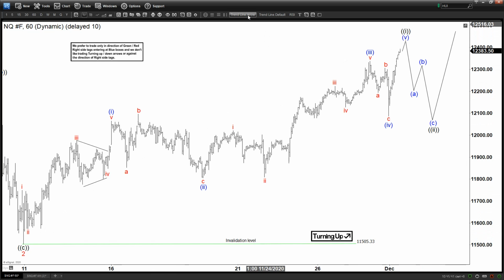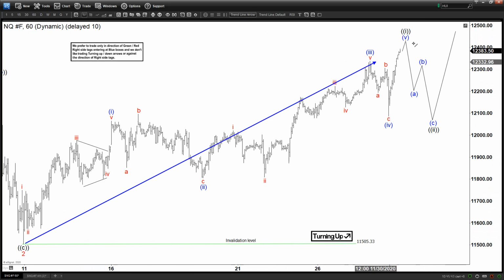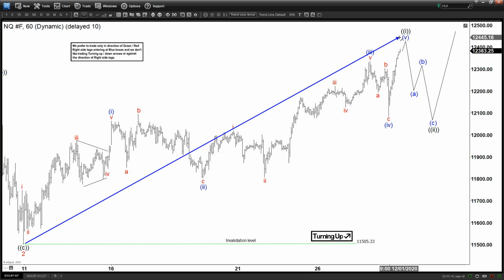So based on this count here, we ended 2, and then we are now within the wave 3 in the minor degree here, and then we are ending 1 here, 1 in black, right? 1 of 3 here, and then we should be looking for wave 2. After we finish this 5 waves up, we should be looking for a wave 2 followed by another leg to the upside, as long as we stay above 11,505 over here.